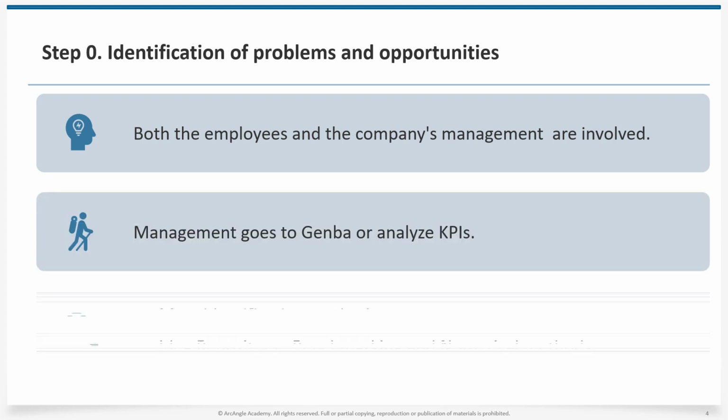Management plays a crucial role in identifying opportunities through direct observation, commonly known as going to Genba, where they visit the actual workplace to gain first-hand insights. Additionally, opportunities can also be identified through KPI, key performance indicator, analysis, analyzing metrics to spot areas for improvement.